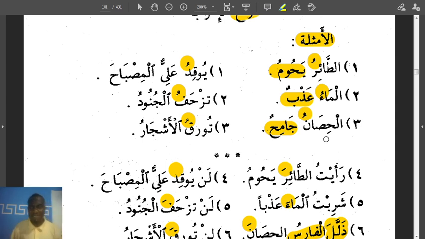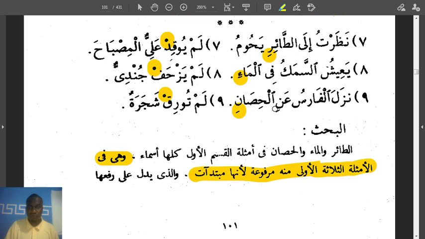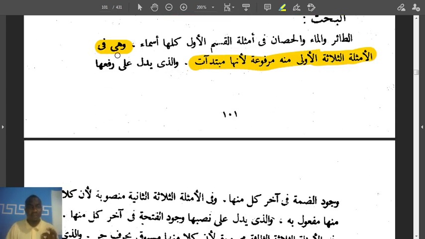Okay, we will come to understand all those dimensions very well as we go on. They are dhamma because he says all of them are mubtada'at. Because at-ta'iru is mubtada. We've already seen mubtada wal khabar. So you understand what mubtada is. It begins a sentence. Al-ma'u is mubtada, so it is marfu'. Al-hisanu is mubtada, so it is marfu'. So that is what he's saying here. He says, وَهِيَ فِي الْأَمْثِلَةِ الثَّلَاثَةِ الْأُولَى مِنْهُ. Are the first three examples marfu'a لِأَنَّهَا مُبْتَدَآتٍ, because they are all mubtada.